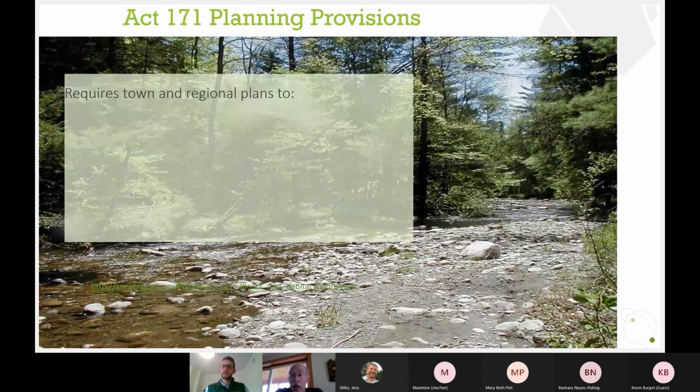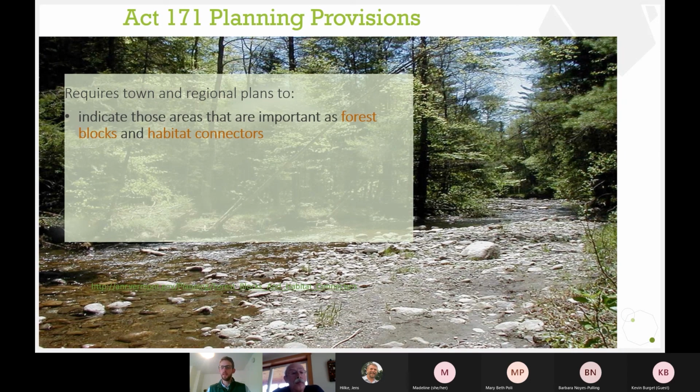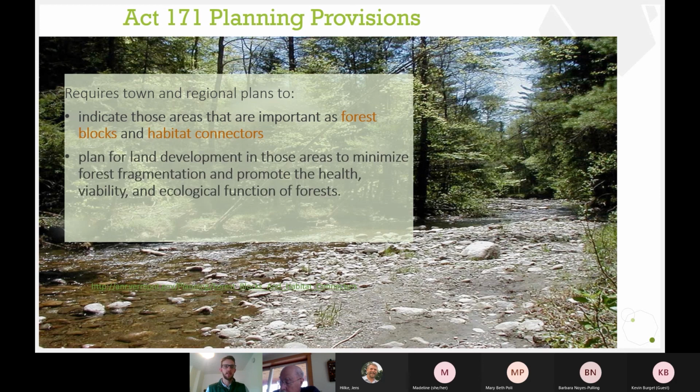One final piece of existing planning that we want every conservation commission in the state to know about is Act 171. This is an act from 2016 that's sometimes referred to as the Forest Integrity Bill, and it requires that town and regional plans adopted after January 1st, 2018 identify forest blocks and habitat connectors and plan for land development so as to minimize forest fragmentation of those resources. So this is one of the ways that we're really looking to address forest fragmentation head on.